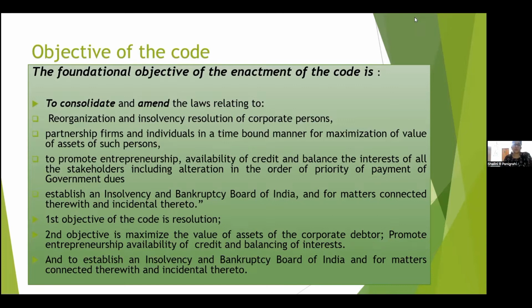The maximization of the assets of such corporate persons is made to promote entrepreneurship, availability of credit and balance the interest of all the stakeholders, including alteration in the order of priority of the payment of government dues. So basically, it is promoting the companies which are in debt, even they are revived under this code. They are not just selling off the assets, but still they are trying that some resolution plan comes up, and those companies which have potential are revived also under this code. So this is a brilliant feature which was earlier missing in the earlier laws.